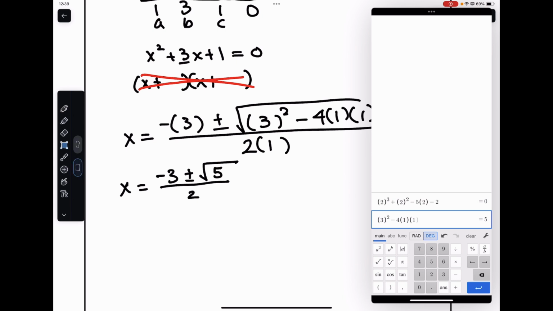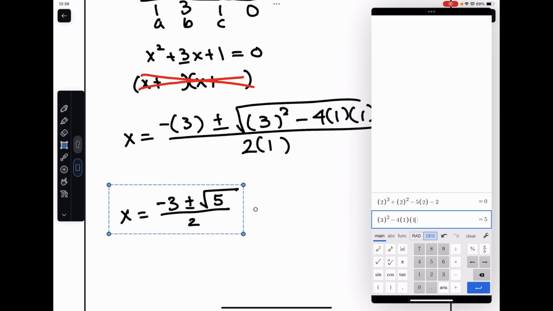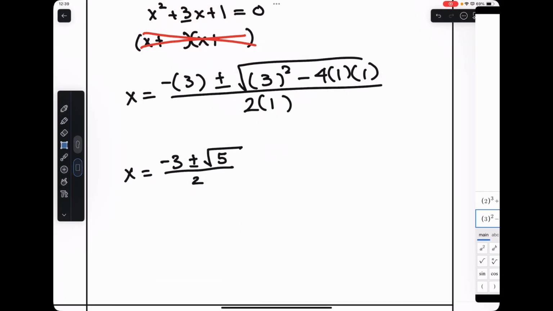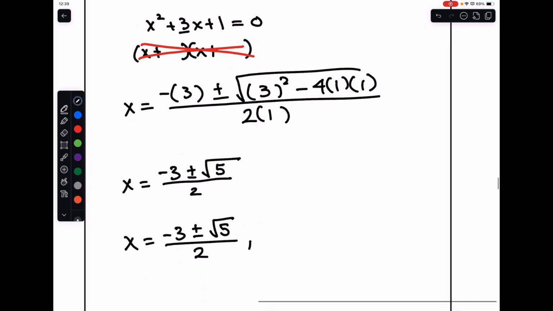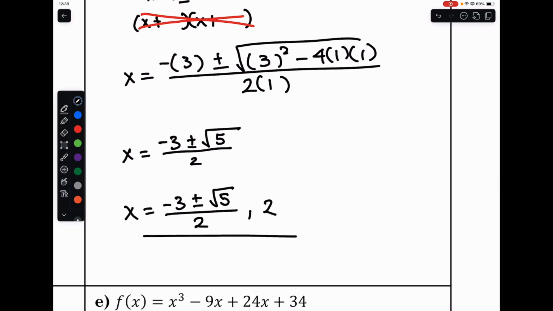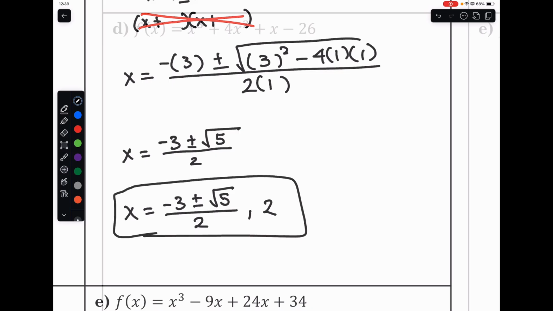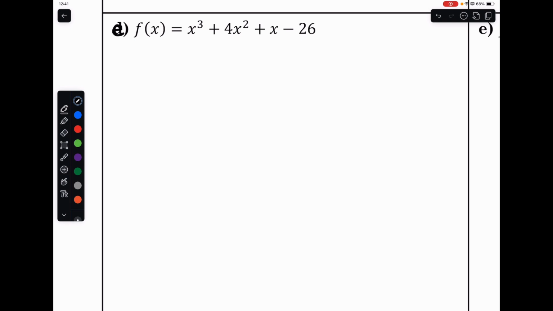Let me move this down. Kind of wrote it too close to that last one. And there's our answer. We can't simplify this any further. 5 again is a prime number, so we can't do what we did on the other example. So there's our solution. So x equals -3 plus and minus the square root of 5, divided by 2. Along, of course, with the one rational solution of x equals 2. So there are your 3 x-intercepts. How cool is that? This one should be example E, so make that correction on your notes.